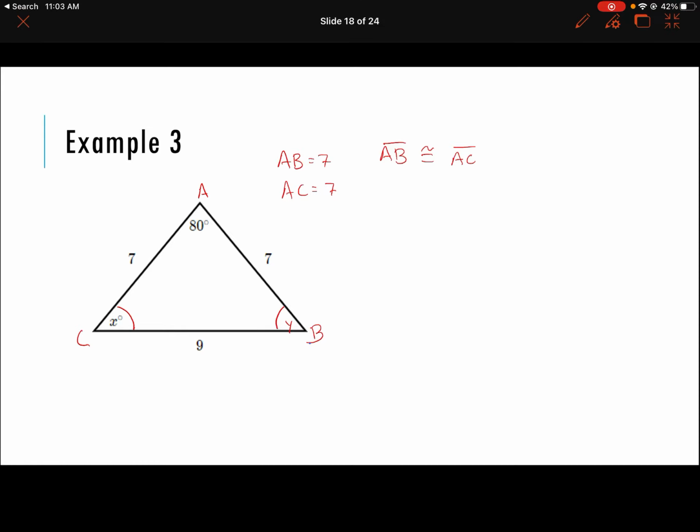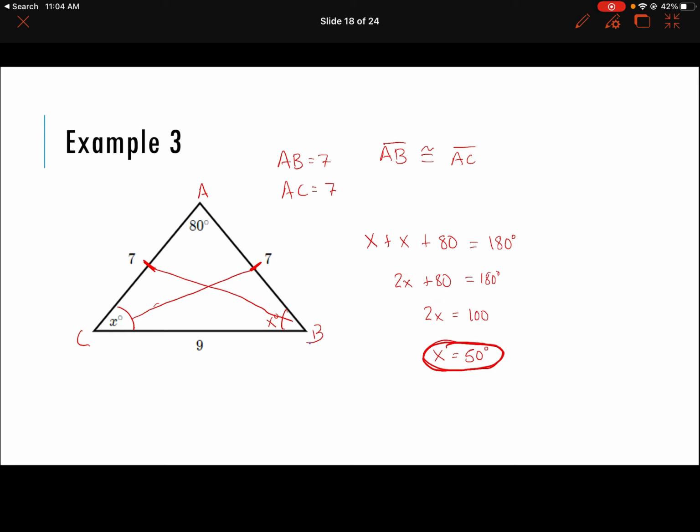So we don't actually have to call it angle Y. Let's go back a moment. Because the sides are congruent, let's mark them as congruent. This side is congruent to this side. So we know that this angle and this angle are congruent. So that means that this other angle is also x degrees. So the equation that we could make is x plus x plus 80 is equal to 180 degrees, or 2x plus 80 is equal to 180 degrees. And so 2x equals 100, and dividing by 2, we get x equals 50 degrees. So x is 50 degrees.